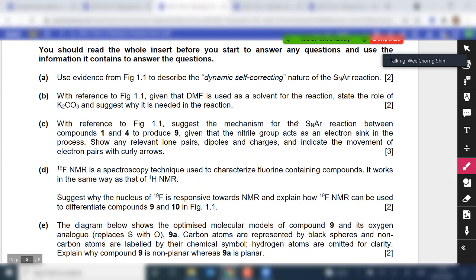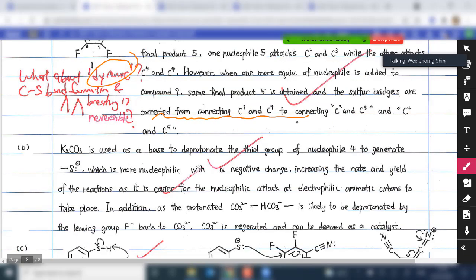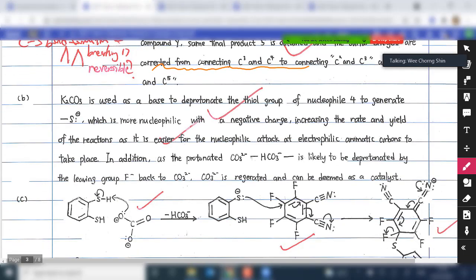I have answered part B, so it's a base. But please, I want to use the word please, be very careful. State the role and suggest what is needed. A base alone is not enough. You have to say, in a very H2-ish kind of answer, that it's to generate a stronger nucleophile. Okay? It's a stronger nucleophile.